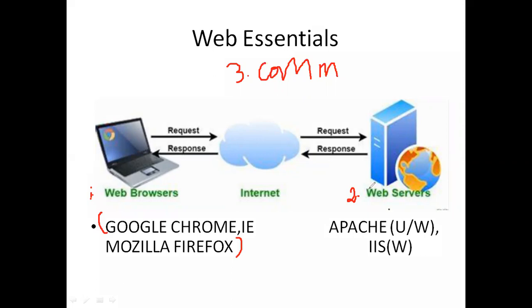Web server is the second well-known terminology used in the web. It can send the response to the requested web client. Examples of web servers are Apache and Internet Information Server. Apache can work in both environments, on Unix as well as Windows. But Internet Information Server, that is IIS, can work on Windows only.